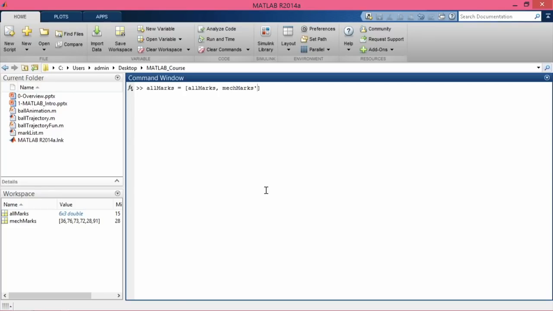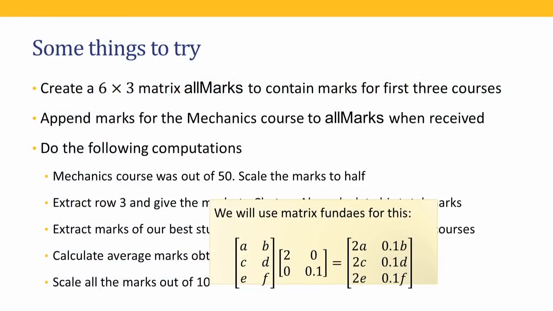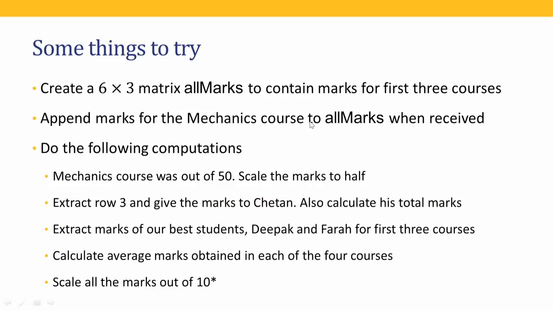Okay. Transposing mecmarks: the command for that is mecmarks with a prime, which is going to transpose the mecmarks and result in a 6 by 1 array. We can catenate it with a 6 by 3 array, and that is going to result in a 6 by 4 array. So, when we do that, we get all marks as the marks for 6 students in the 4 courses, and this is what we wanted as the result of the first computation step. At the end of the first computation step, we wanted to append the marks for the mechanics course, whenever we receive them, to the all marks array.